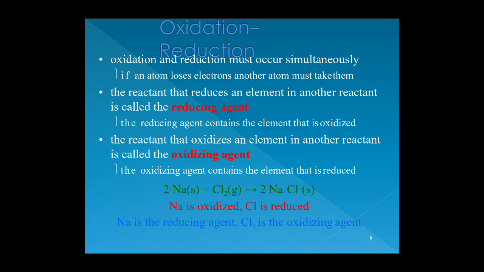What is the oxidation reduction? Oxidation and reduction must occur simultaneously. If an atom loses electron, another atom must take them. The reactant that reduces an element in another reactant is called the reducing agent. The reducing agent contains the element that is oxidized. The reactant that oxidizes an element in another reactant is called the oxidizing agent.